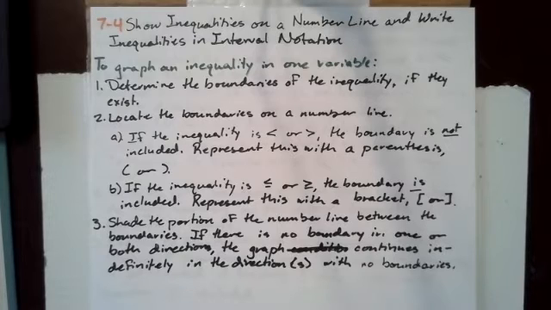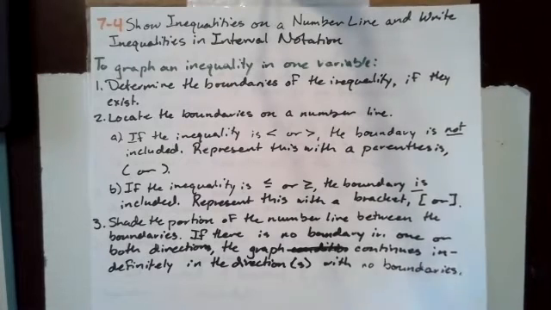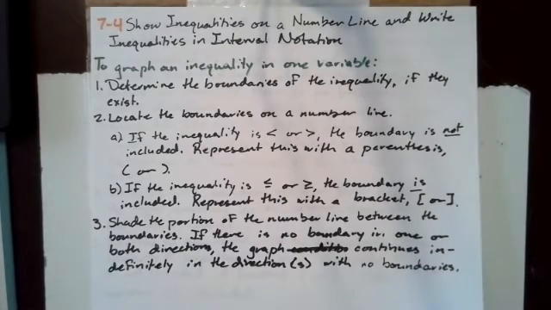If the inequality is less than or greater than, the boundary is not included. Represent this with a parenthesis. If the inequality is less than or equal to or greater than or equal to, the boundary is included. Represent this with a bracket. Shade the portion of the number line between the boundaries. If there is no boundary in one or both directions, the graph continues indefinitely in the directions with no boundaries.